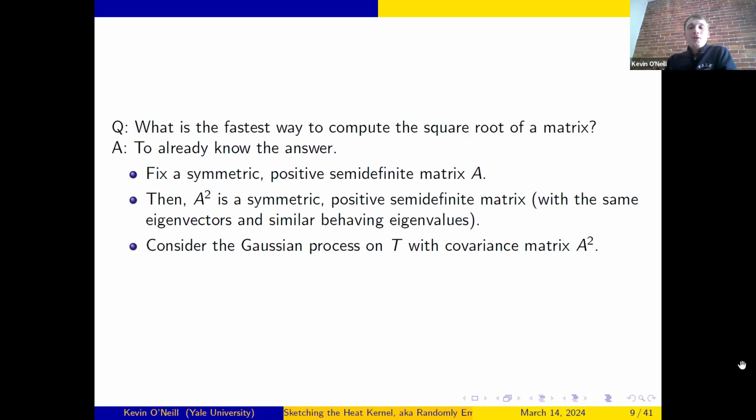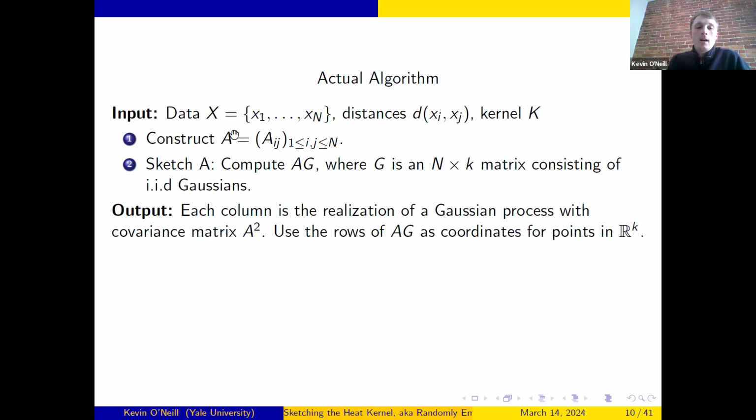So we're going to modify this algorithm. We're going to fix our matrix A, and then we're going to say, well, A squared is also symmetric, positive semi-definite. It's going to have the same eigenvectors and very similarly behaving eigenvalues. And so we're just going to compute the Gaussian process with covariance matrix A squared. So no taking square roots, just use a slightly different covariance matrix. It's something arbitrary that's just going to have certain nice properties. We'll save ourselves some time and have a really quick algorithm. So this is the actual one: construct your matrix and sketch it.